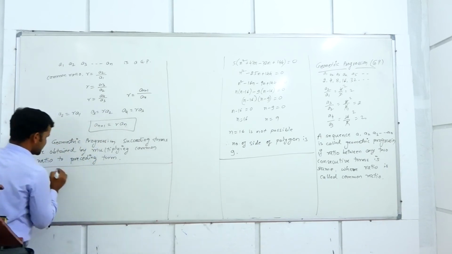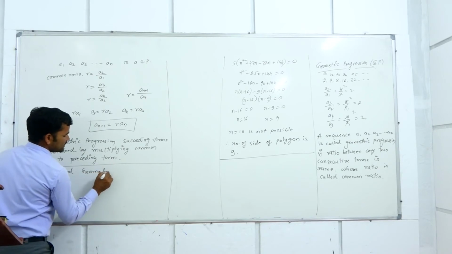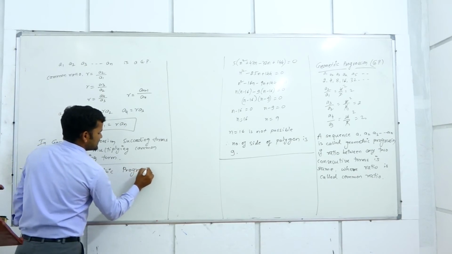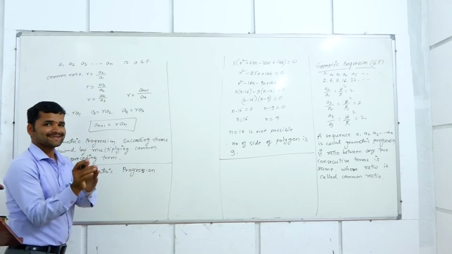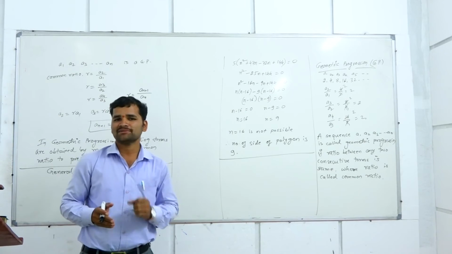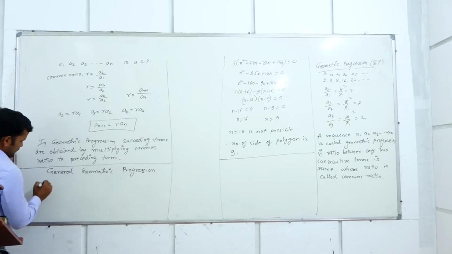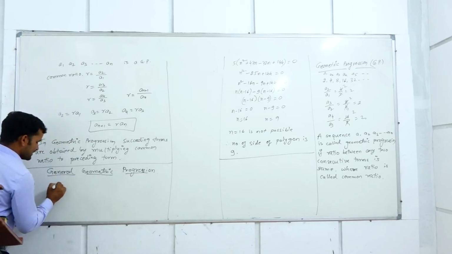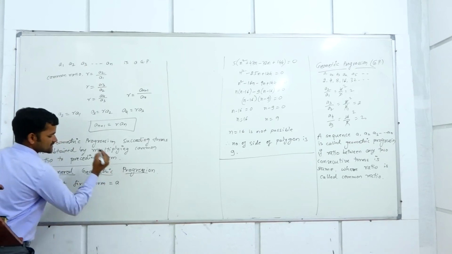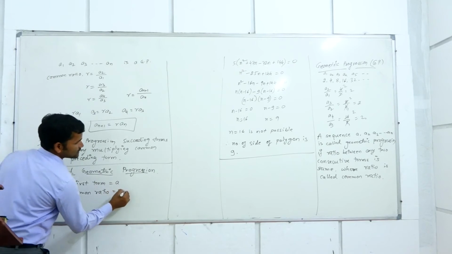Now we will write general geometric progression. As we discussed in arithmetic progression, that is general arithmetic progression, that is a, a plus d, a plus 2d, a plus 3d. In the same way, we will write the general geometric progression here. See, to write the general geometric progression, I will consider, let first term is equal to a, and common ratio is equal to r.